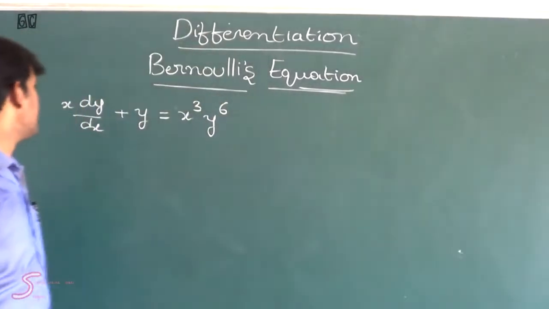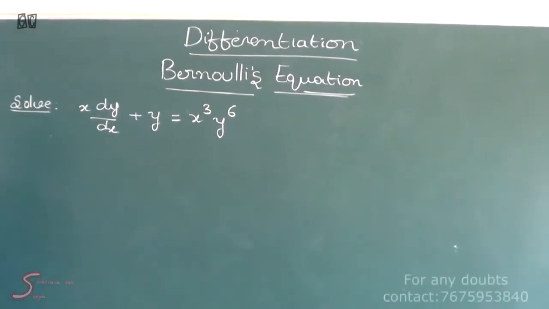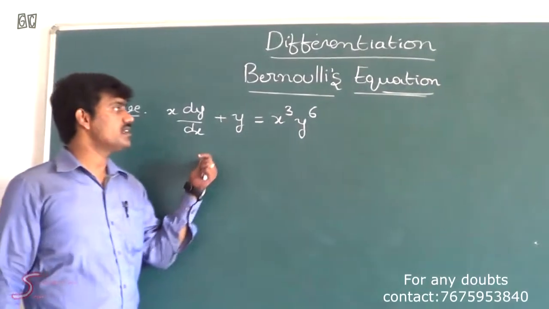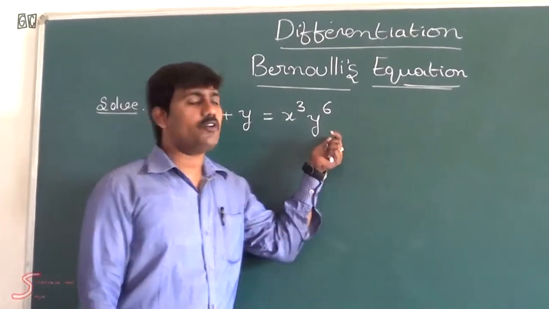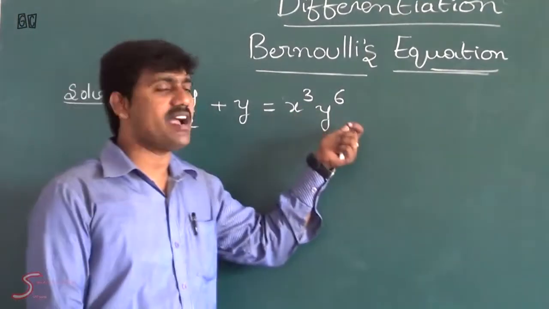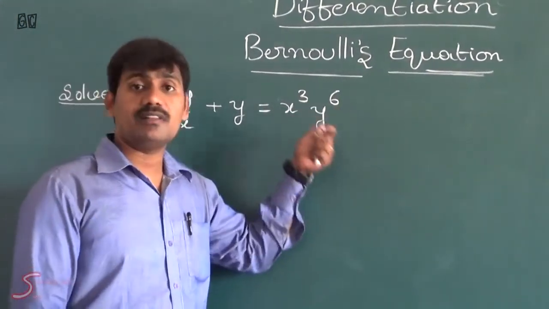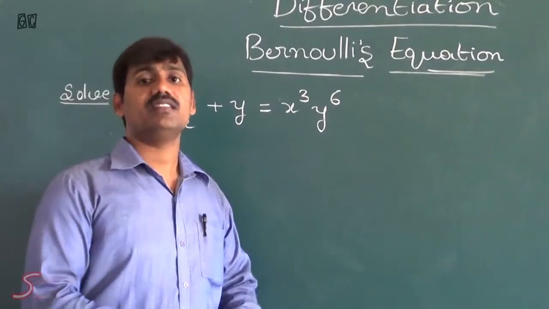So we will move on to the session. We are going to solve this problem: x into dy by dx plus y is equal to x cube into y power 6. Here we have x cube into y power 6, so this is going to be one of the best examples for Bernoulli's equation.